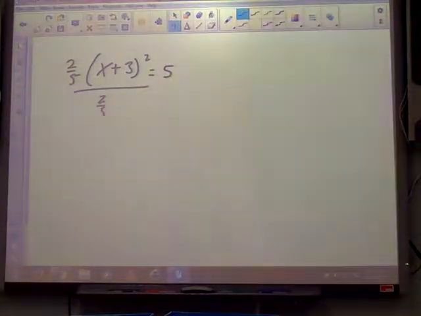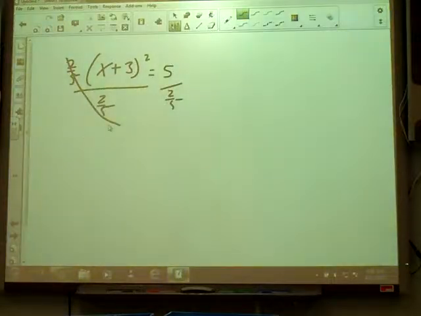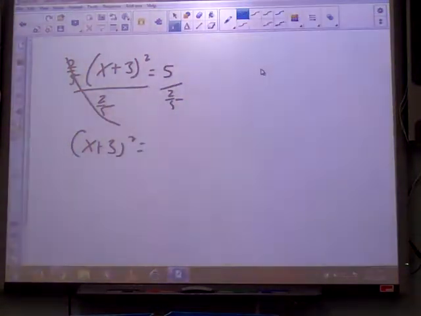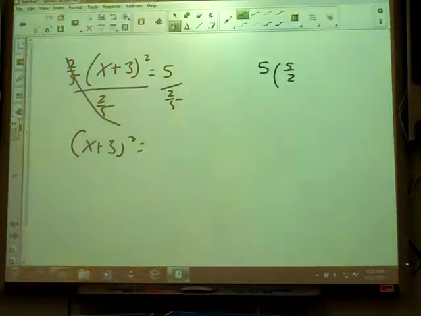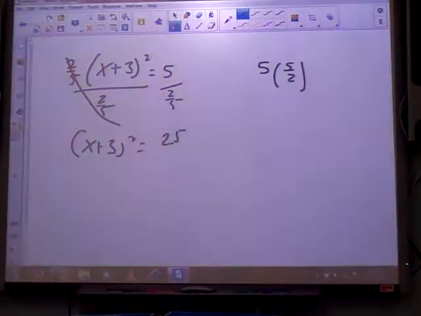So we're going to divide by 2/5 and divide by 2/5. It cancels out over here. Now we just have x plus 3 squared is equal to, when I do 5 divided by 2/5, that's the same as 5 times 5 halves. Remember, you multiply by the reciprocal. So that's 25 over 2. Can you put it in decimal?